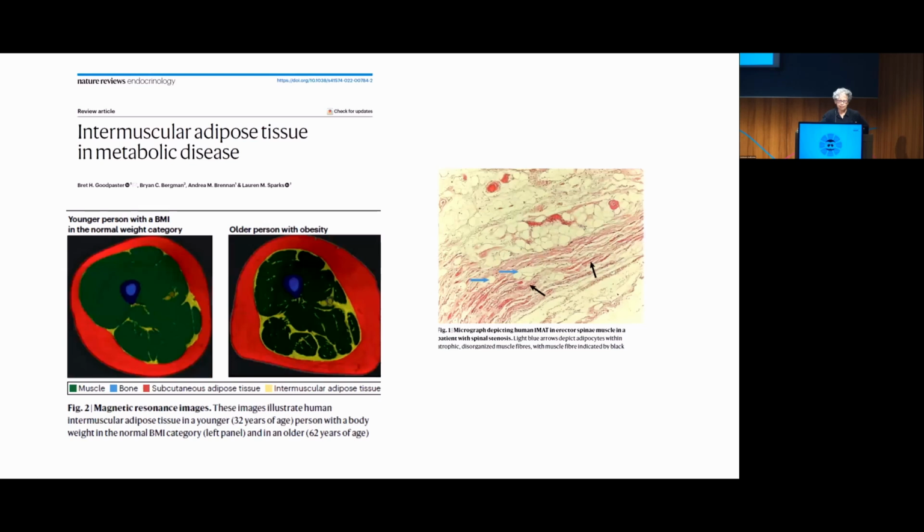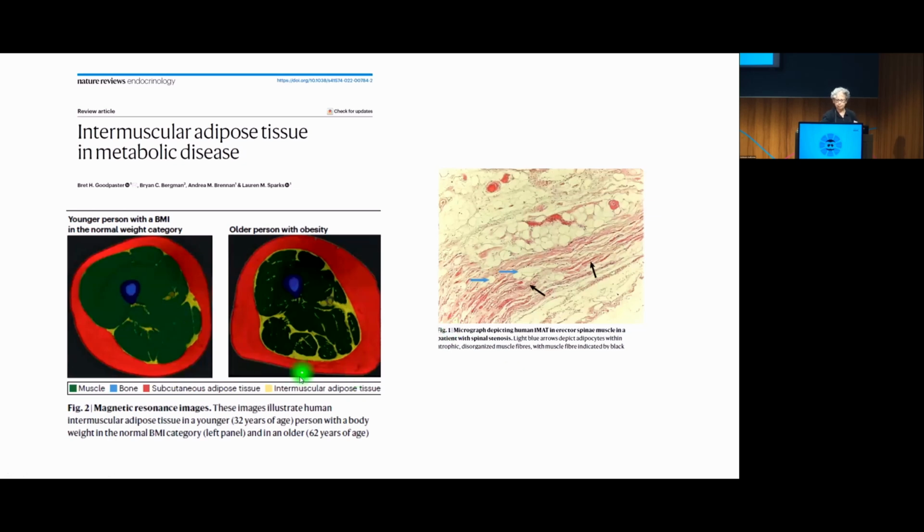So focusing on intramuscular adipose tissue, there's a fellow named Brett Goodpaster who's the expert on this. And he's showing us a picture of a young person with a low BMI, very healthy. And you can see that in the red, you see subcutaneous fat. In the yellow, you see intramuscular fat. In good places, the muscle can use it. It doesn't accumulate where it doesn't belong inside muscle cells.